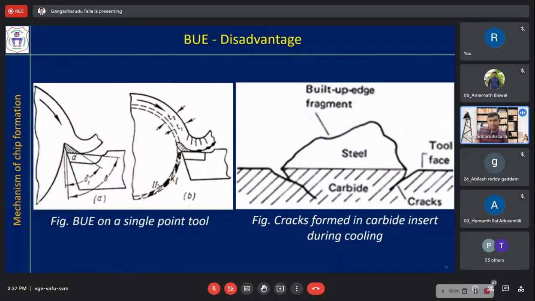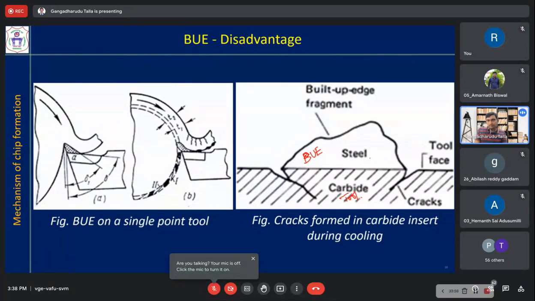Now the next thing is, observe the second figure. Now this is the workpiece material or the built-up edge. What is the material of built-up edge? Workpiece material only. So you are trying to remove the material from some steel. Steel is your workpiece. So some portion of the steel is sticking to the tool. Carbide is nothing but tool material here. So it is sticking to the tool.